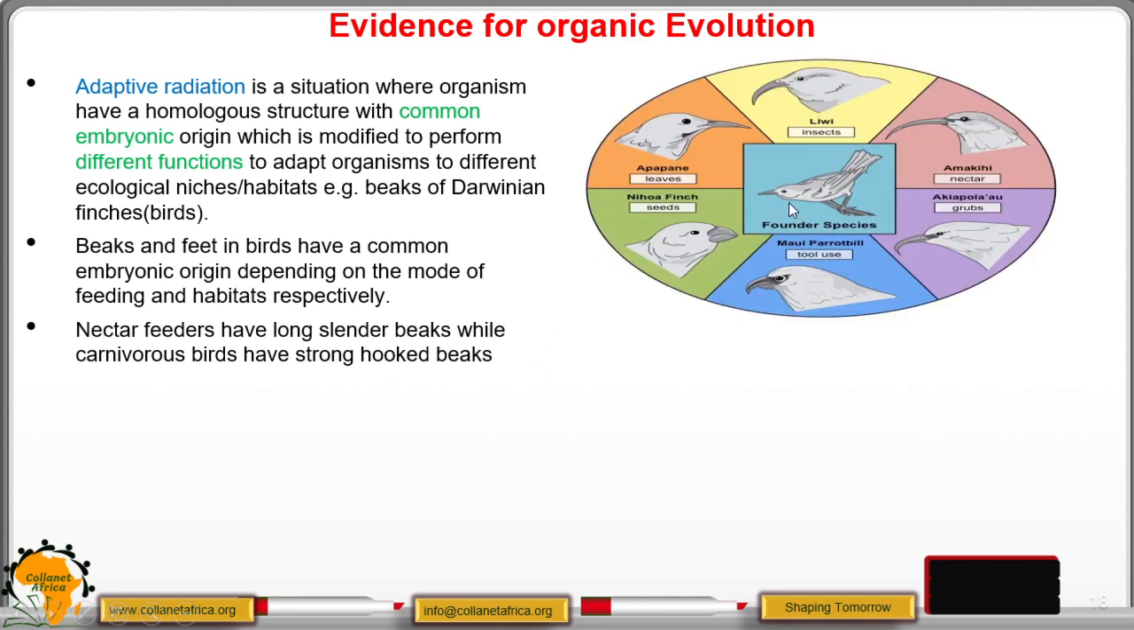This is the original or the parent species, and that is the beak, but the beaks of these other birds have been modified to serve different functions. This one feeds on leaves, while this one feeds on seeds. This one is carnivorous. It feeds on flesh, so it is hooked and very strong.